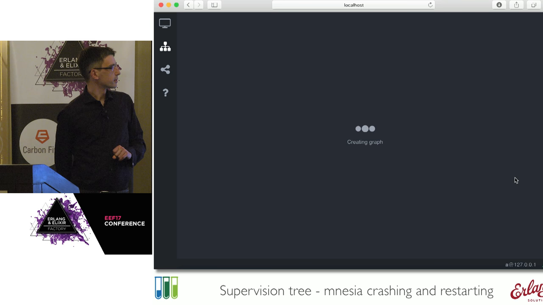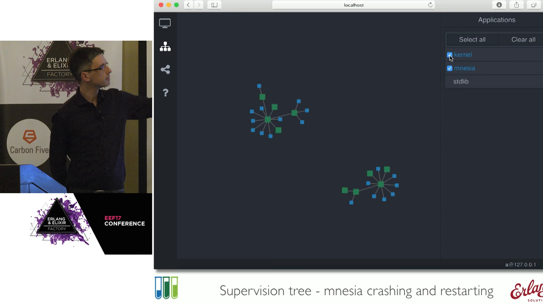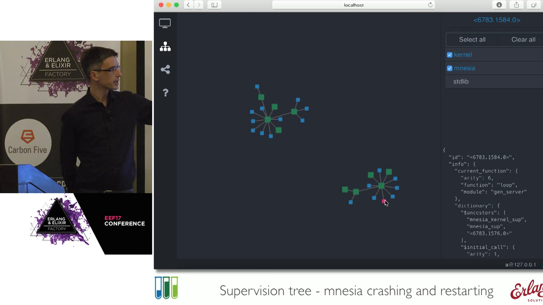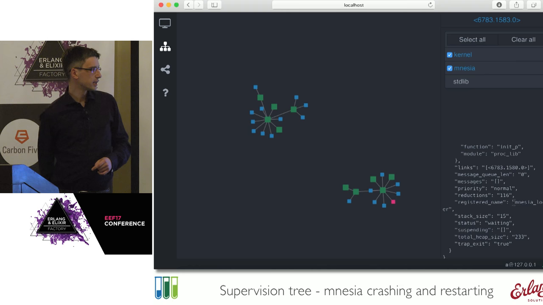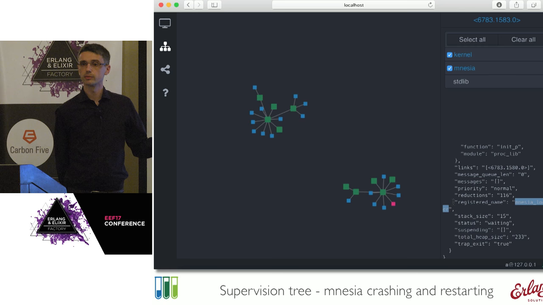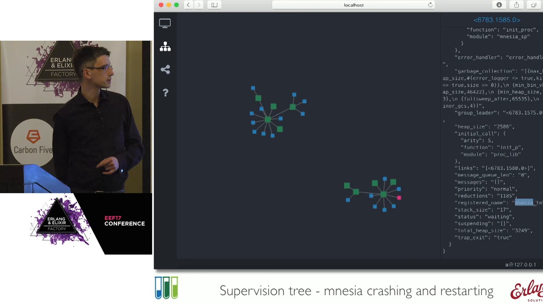We have now enabled this view of supervision trees. And there are 2 applications running. One of them is kernel. The other one is Mnesia. You can see them rendered here. Supervisors are green, workers are blue. When you click on a process, those squares represent processes, you can see a lot of process info rendered on the right-hand side. For example, here we clicked some process, and it happened to be the Mnesia locker process. You can tell by looking at the registered name attribute from the process info function. So we can now try another process. This is the Mnesia Transaction Manager, the Mnesia TM process, which is connected here.